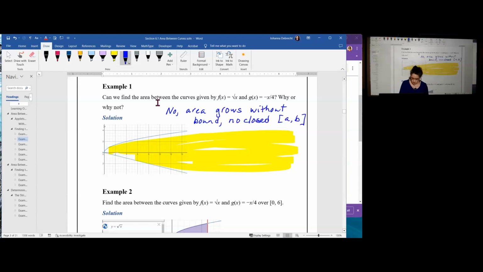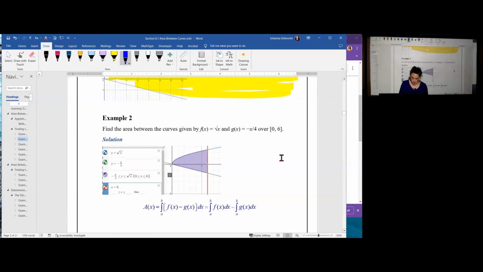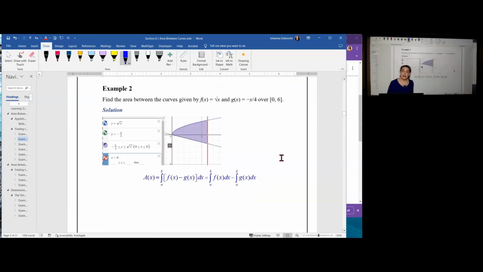Let's now take a look at example 2. Example 2 uses the same two functions, square root of x and the line y equal negative x divided by 4. But this time, it gives us a bounded finite interval over which to integrate from 0 to 6. That means that when I look at these, what is binding the region are the graphs.